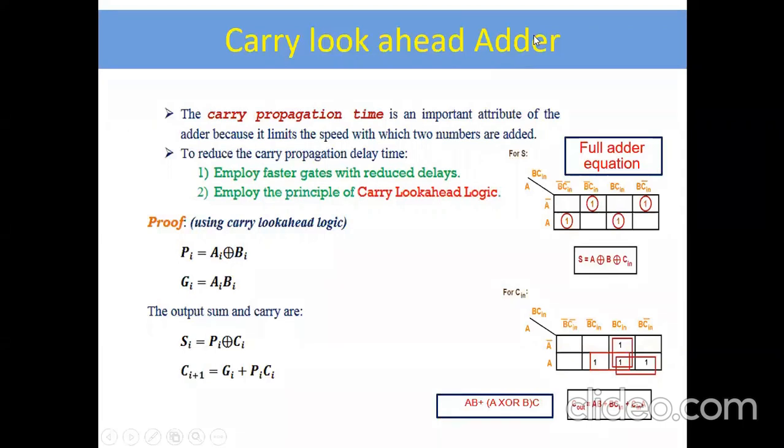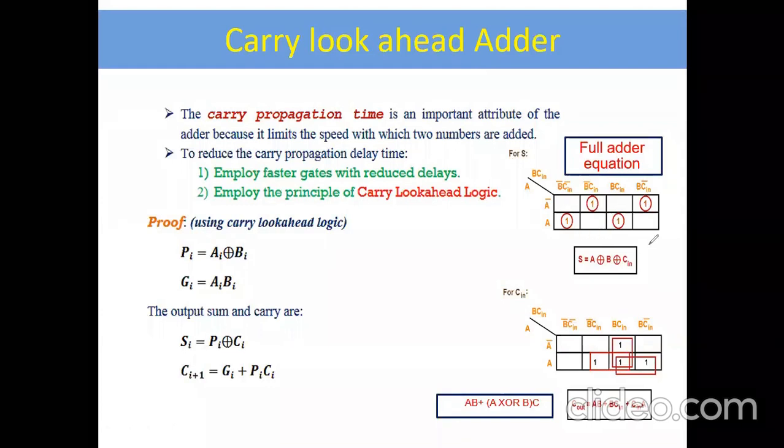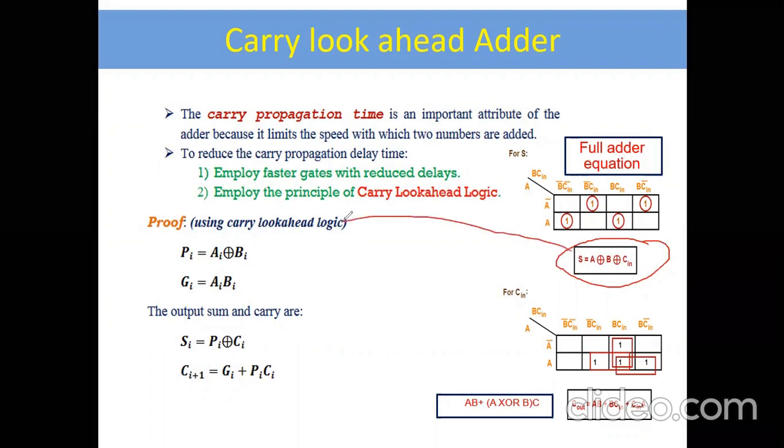In that full adder equation, this is the equation for sum: A exclusive or B exclusive or C. We are going to make some modification in the design. So what modification are we making? Here A, B, C are all inputs, right? So A can be represented as Ai, B can be represented as Bi. Then Ai and Bi can be represented as Pi.